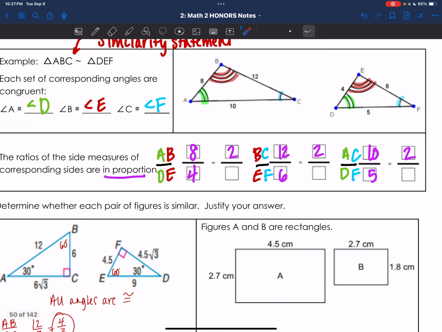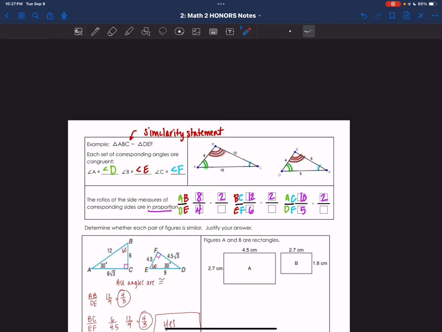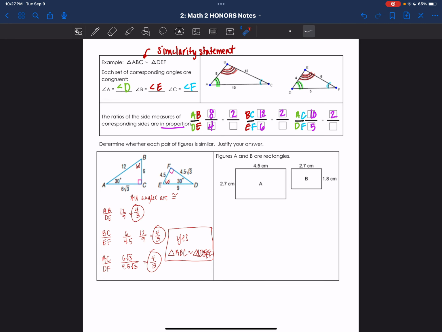So let's look at the last. We have AC and DF, and that would be 10/5, and that's also 2/1. So all three sides are proportional, and therefore these are similar triangles.